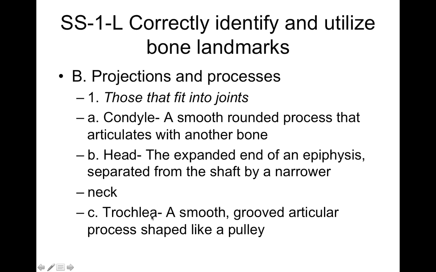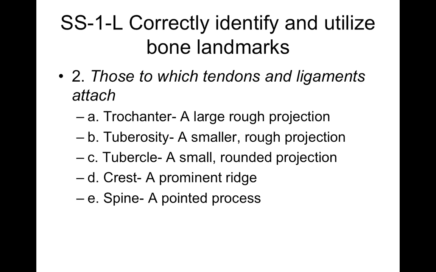And remember when we talked about the structure of a long bone, we talked about the epiphysis and the diaphysis. Okay, and trochlea is a smooth articulation that's shaped like a pulley. We have a trochlea that makes up our elbow. Things that tendons and ligaments attach to: remember, tendons attach muscles to bones, and ligaments attach bones to bones. So a trochanter is a large, rough projection. A tuberosity is a much smaller one.